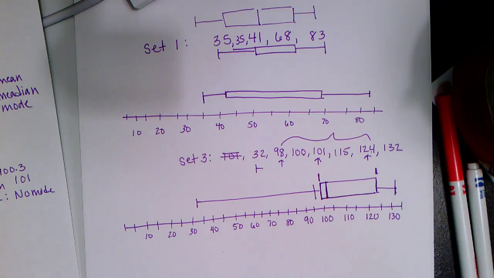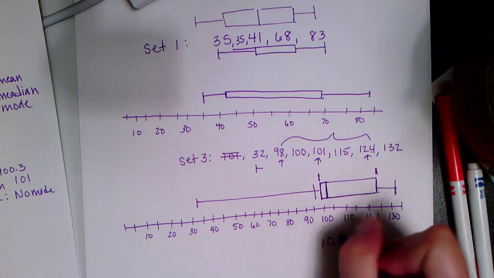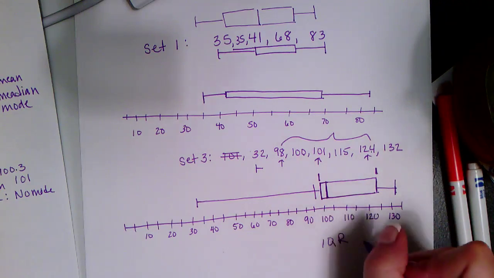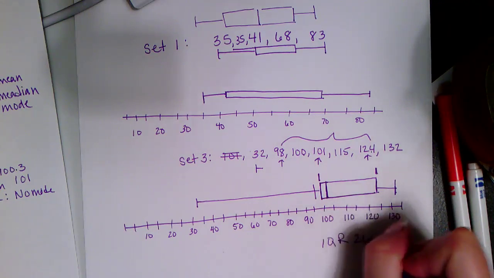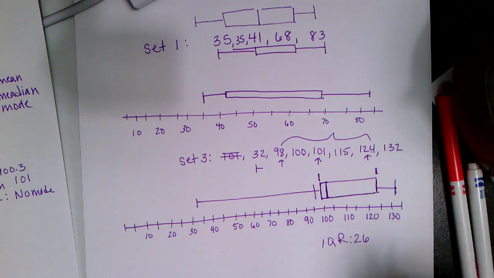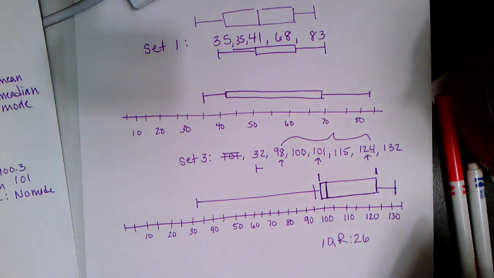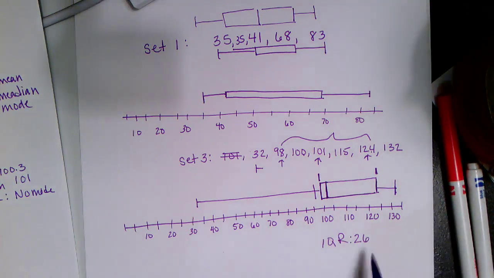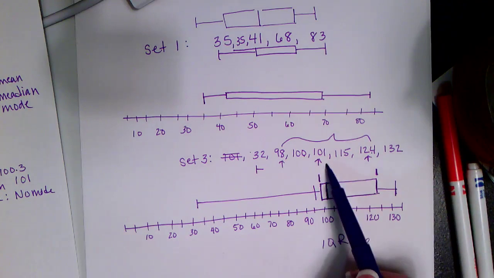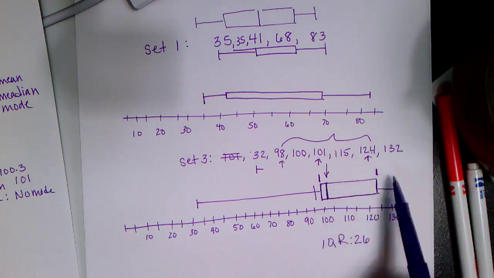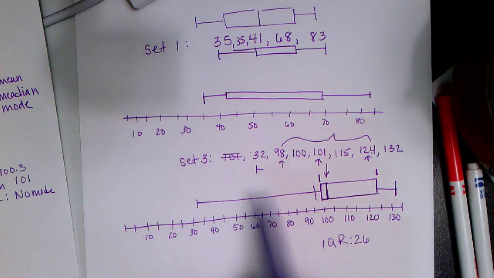So my interquartile range, my IQR, is going to be 26. So that means there's a variance within the biggest grouping together of 26. When you're looking at this, this is definitely asymmetrical because our middle is this 101, and this end's very short, and this end's very, very long.